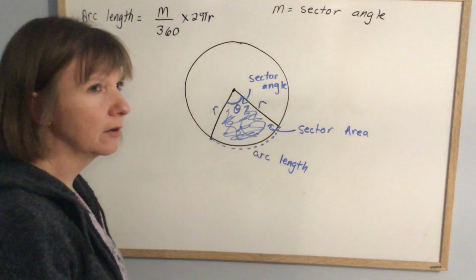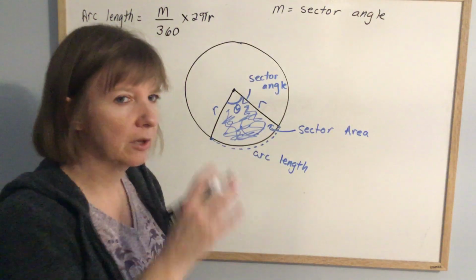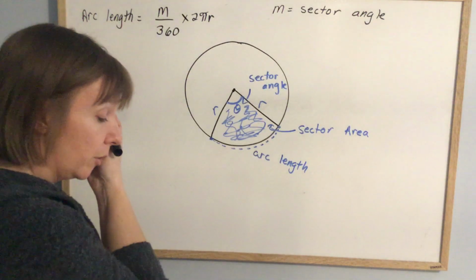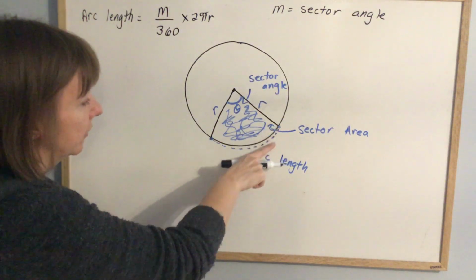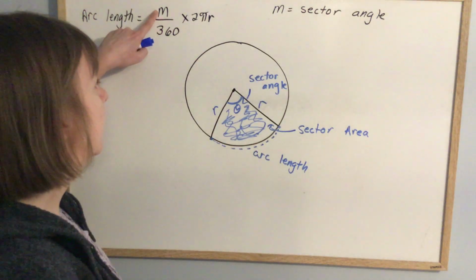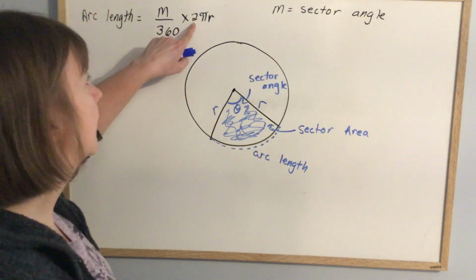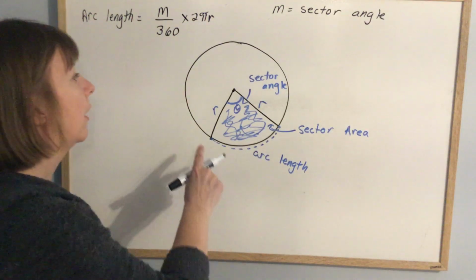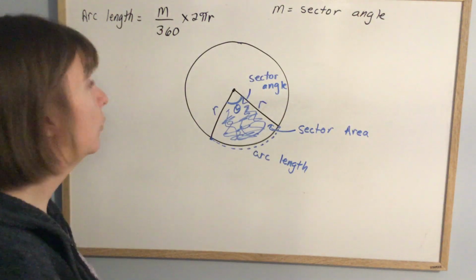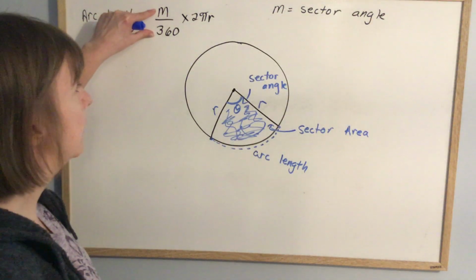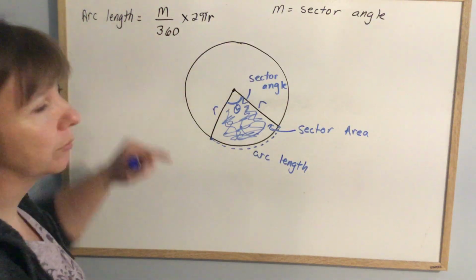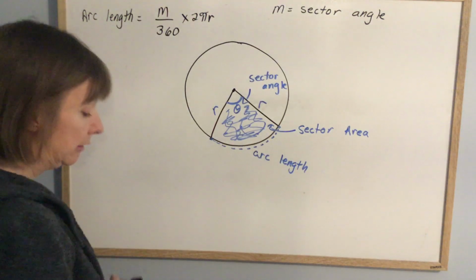When I teach it in calculus, they put a theta there, not an m. So in my head, that's what it is. If you want to know the arc length, the distance of this curved piece right here, it would be the sector angle over 360 times 2 pi r. Now 2 pi r is the length around the full circle, and you just want a piece of it. That's why they put this ratio of the sector angle over 360, because the full circle is 360.